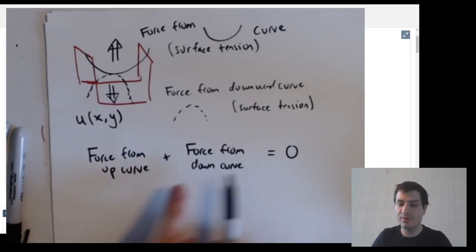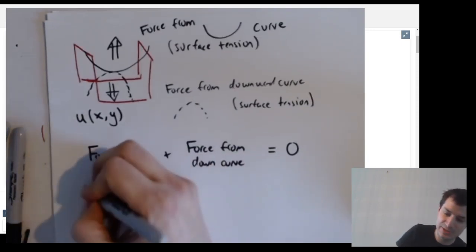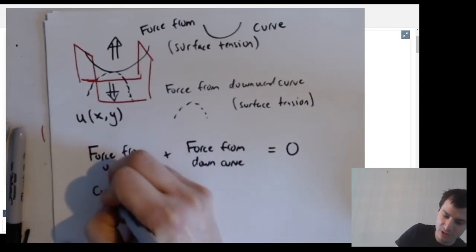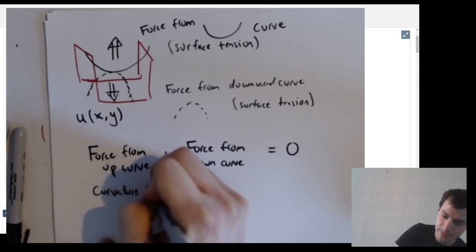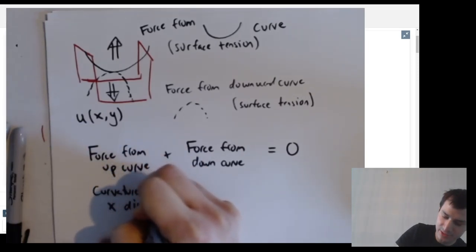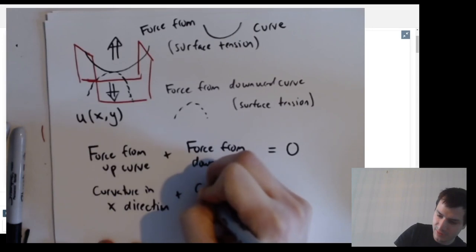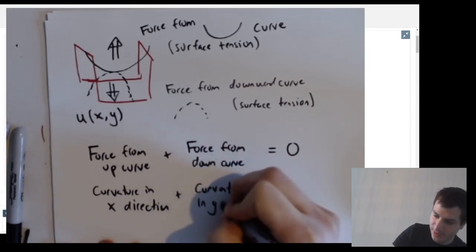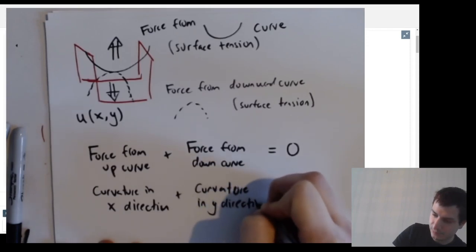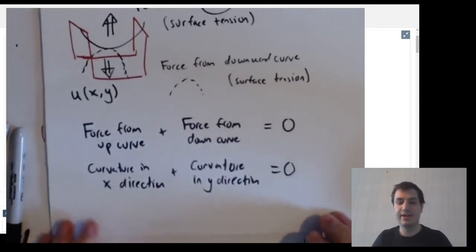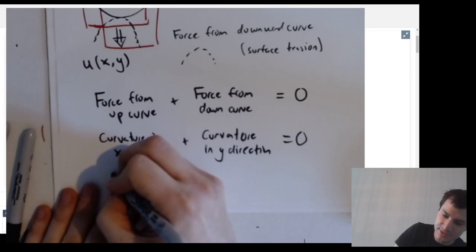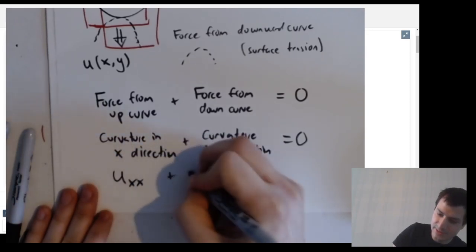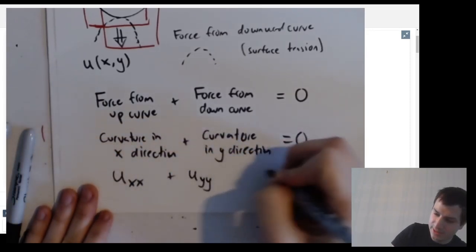And the force from the up curve and the force from the down curve has to be equal to zero. That's the same as saying that the curvature in the x direction plus the curvature in the y direction has to equal zero. And that's the second derivative. So this is uxx plus uyy, that has to equal zero.